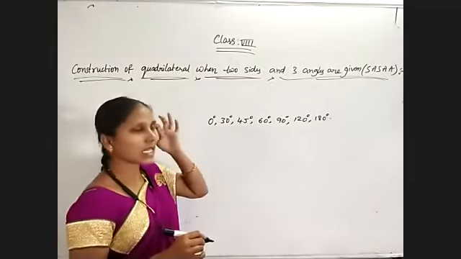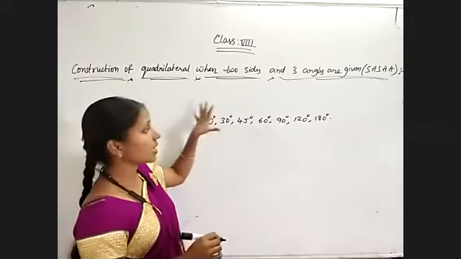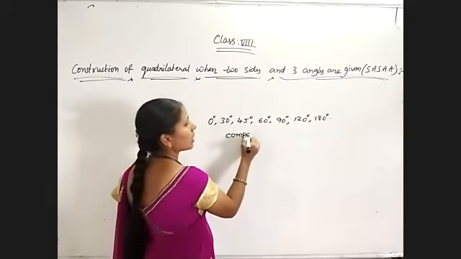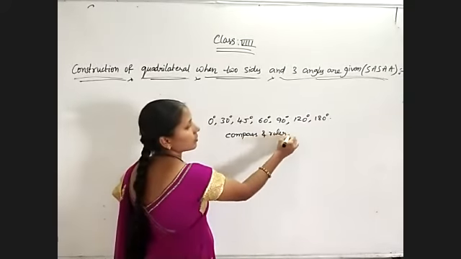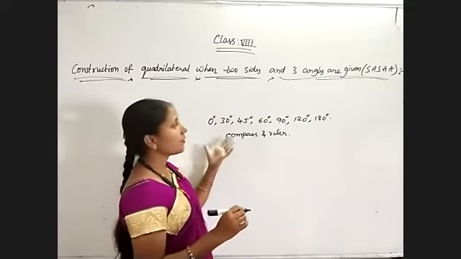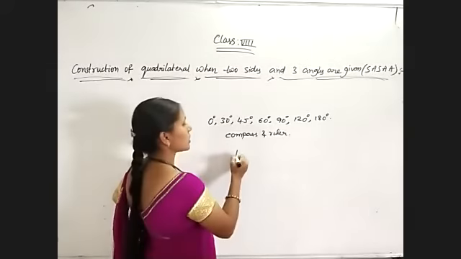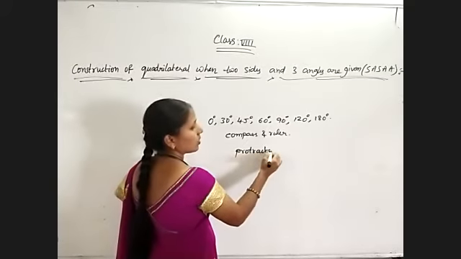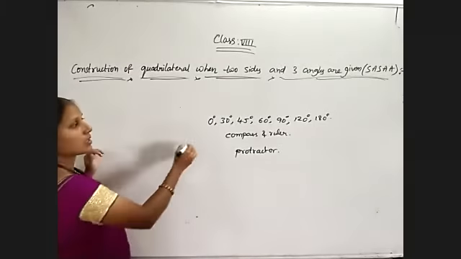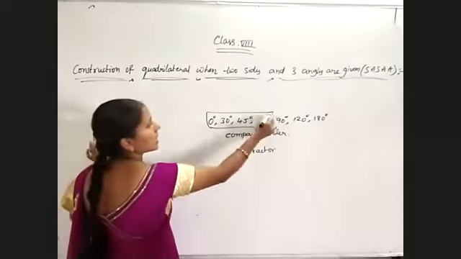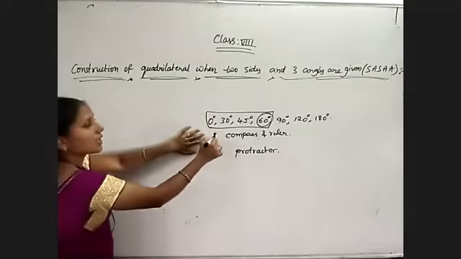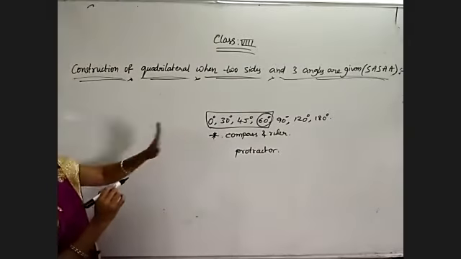So to construct all these angles, we will use compass and ruler. That's all. We will not use the protractor to construct these angles. If we are getting angles other than these, then we will use the protractor. Okay, so as I told you already in the first class, how to construct 60 degrees. The first basic angle is 60 degrees. How are we constructing it without using the protractor? By using compass and ruler.